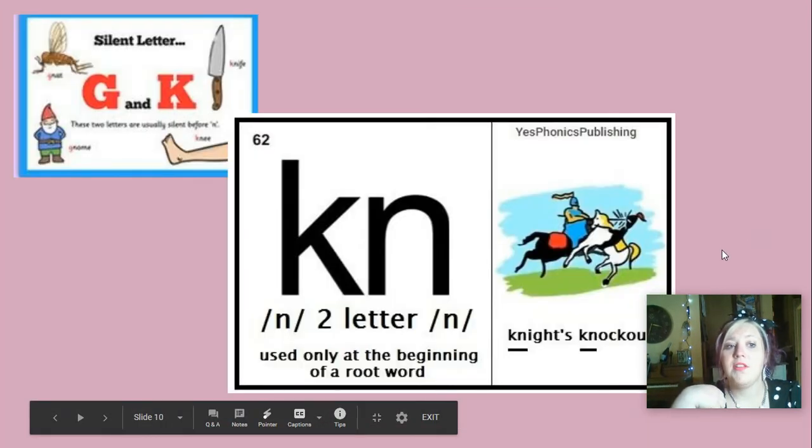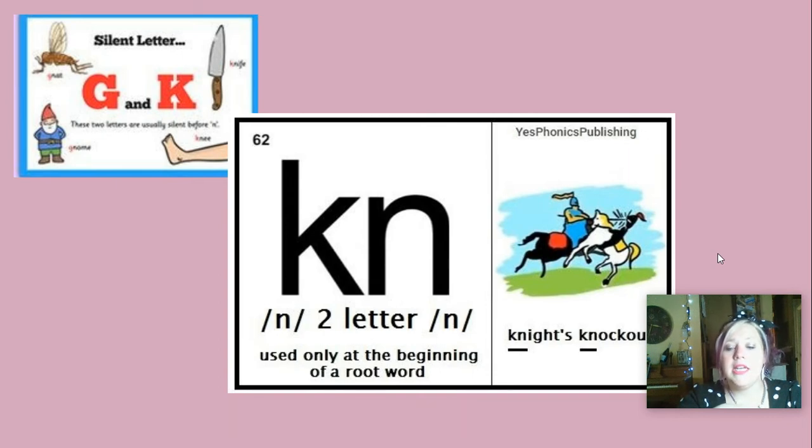And then we have KN. KN, the K is silent. And this is knight, like a knight in shining armor. And that's why it's important to have the K, because if you are writing about a knight in shining armor, but you forget the K, you are now writing about it is nighttime out and it's dark, and you may confuse your reader. So we only use KN at the beginning of a word, like knights and knockout.